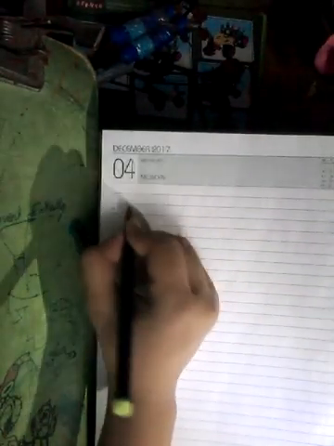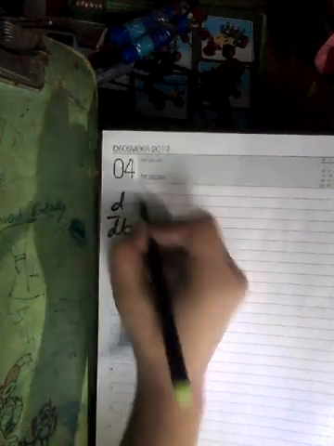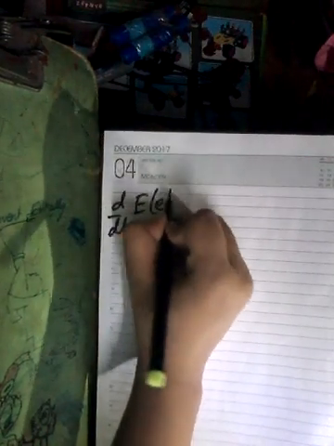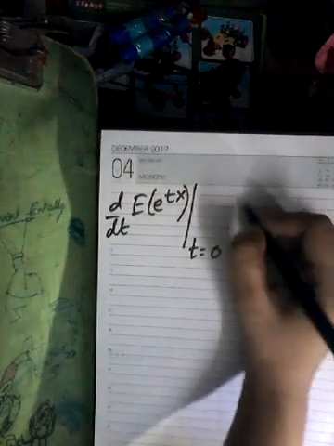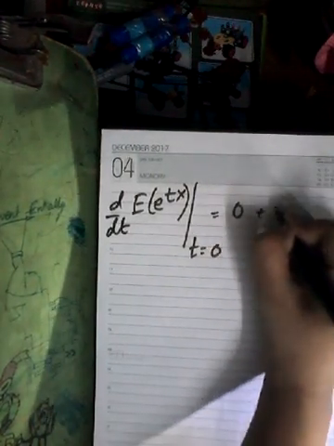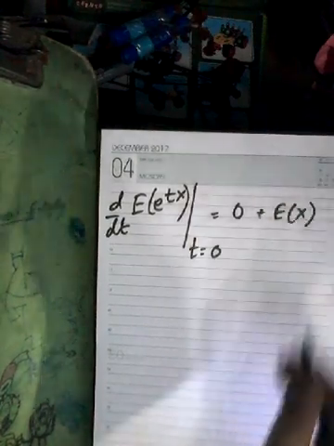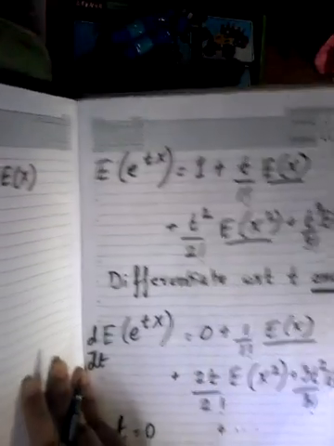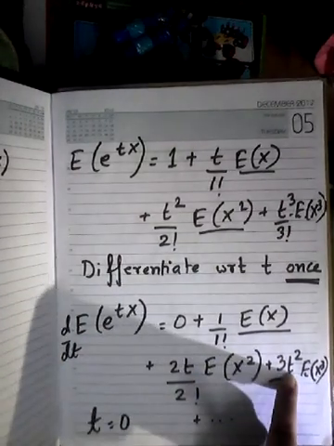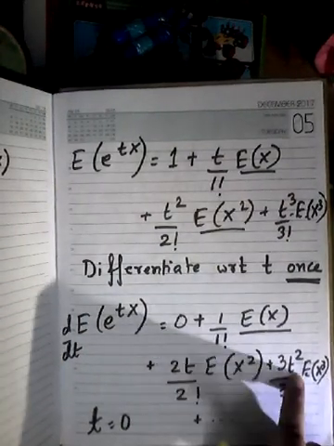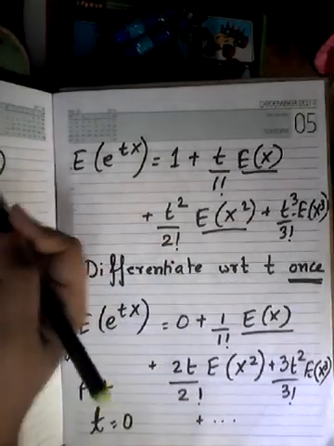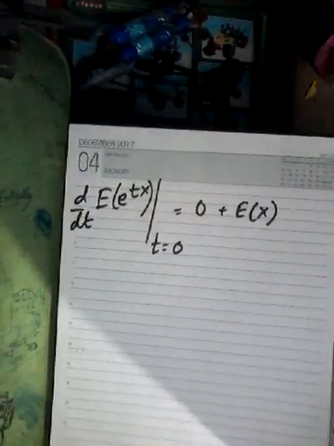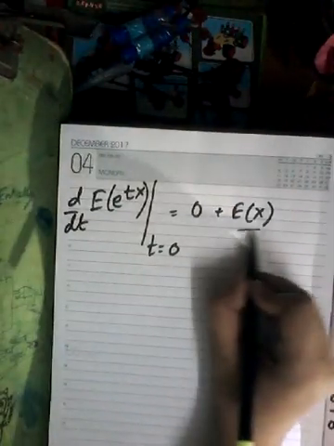After putting t equals 0, d by dt of this thing at t equals 0 gives E of x, and the rest of the terms become 0 as all of them have t, and we are putting t equal to 0. So that's how we get the first moment.